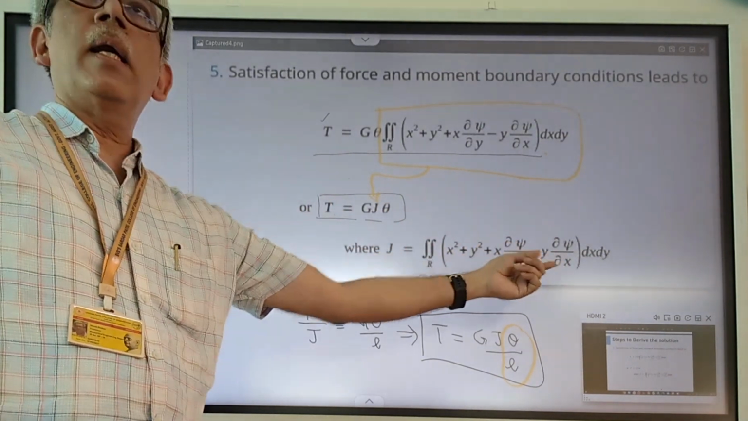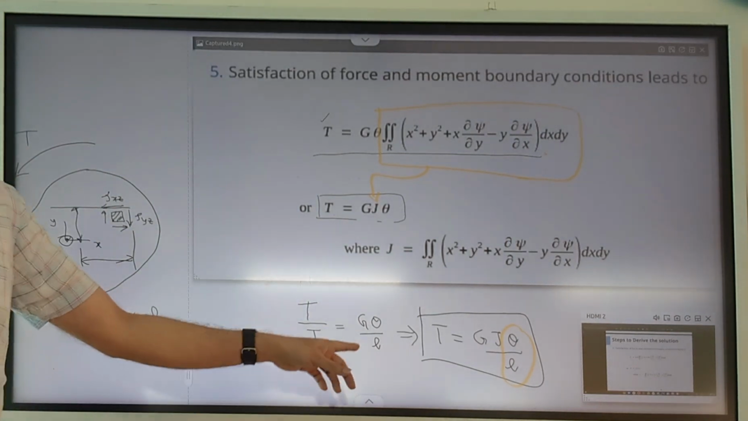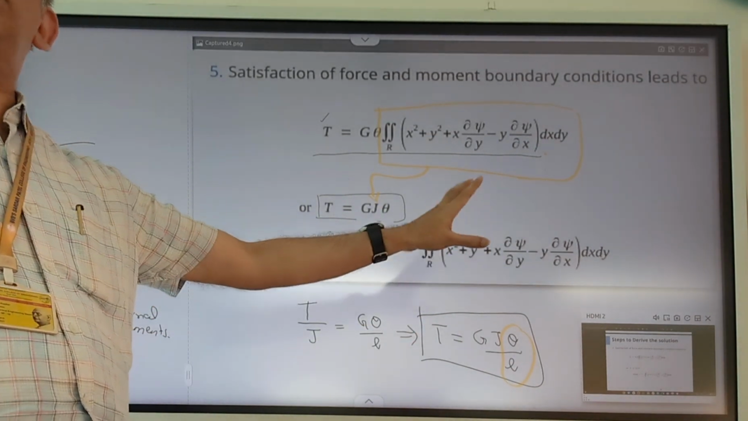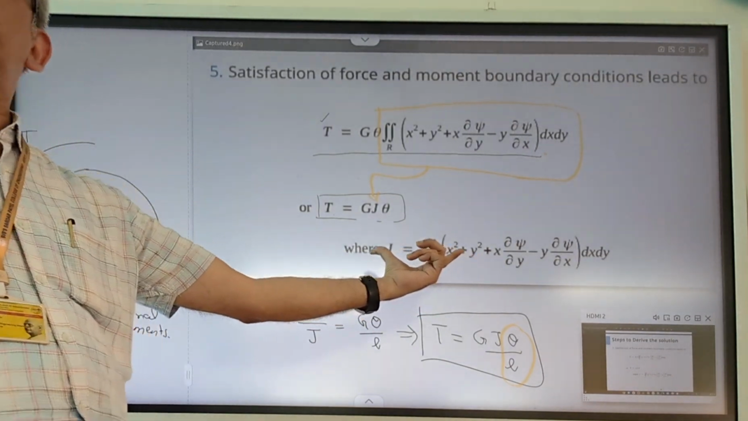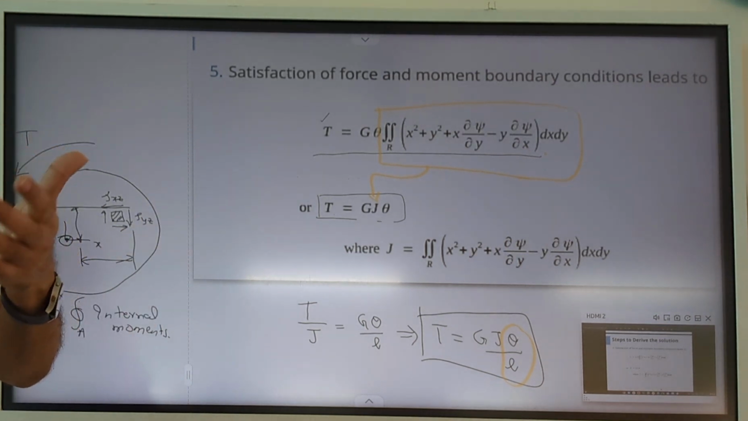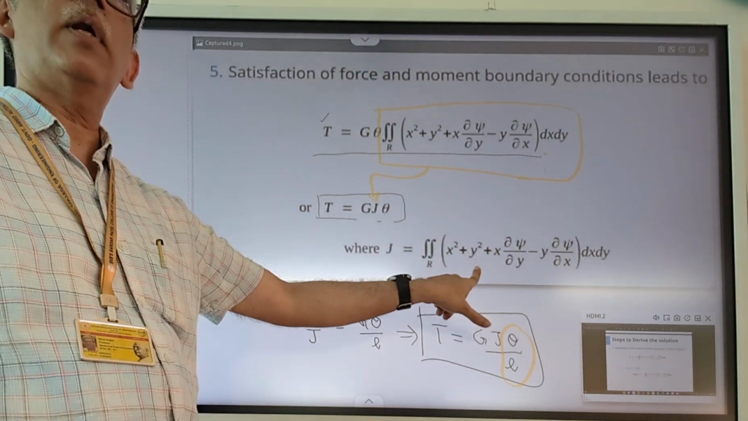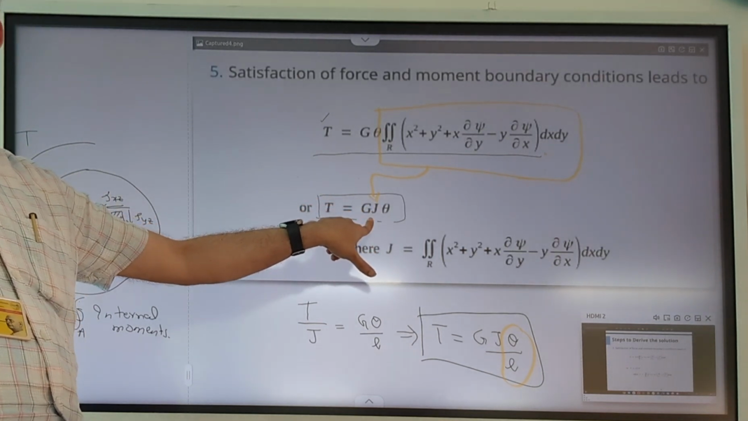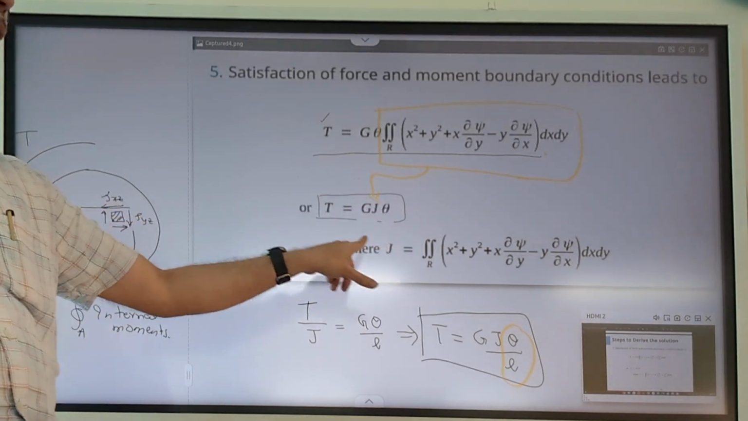So this particular integral is the value of J, and you can use the equation as a classical torsion equation and calculate the value of J by using numerical or other methods. Usually the value of J for a non-circular cross section is available in design handbooks, or if it is a very complicated shape, then you will have to use numerical methods to evaluate this integral. Once we calculate J from the geometry, one can calculate the angle of twist by using this equation.